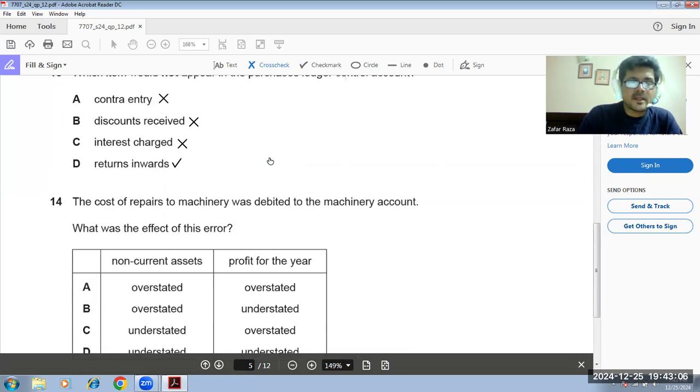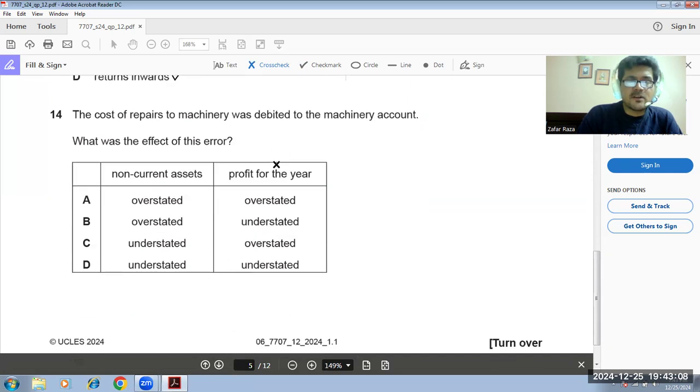The cost of repair of machinery was debited to the machinery account. What was the effect of this error on non-current assets? Non-current assets are overstated. Yes. And because the depreciation, one of the expenses, is not there in the income statement, the profit is also overstated. So A option should be the answer.